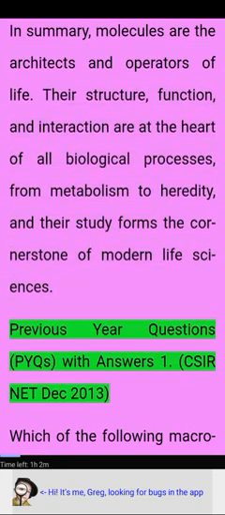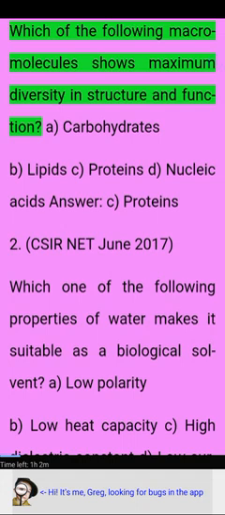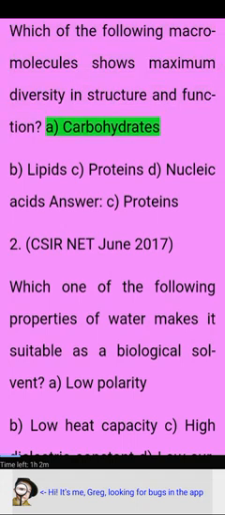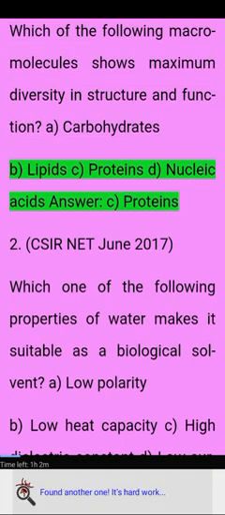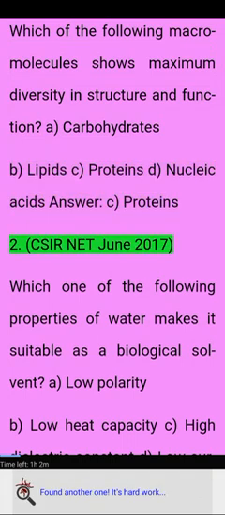Previous year questions (PYQs) with answers. 1. CSIR NET December 2013. Which of the following macromolecules shows maximum diversity in structure and function? A. Carbohydrates. B. Lipids. C. Proteins. D. Nucleic acids. Answer: C. Proteins.